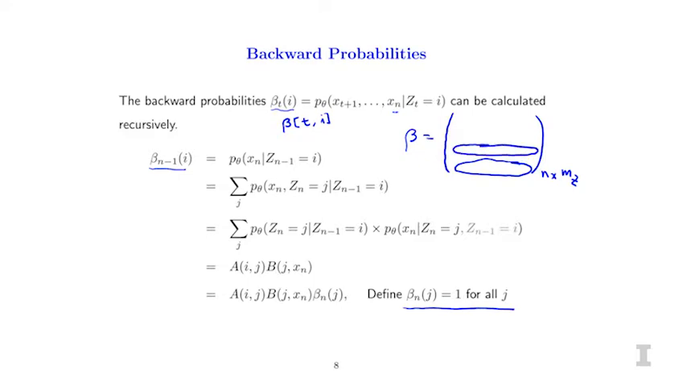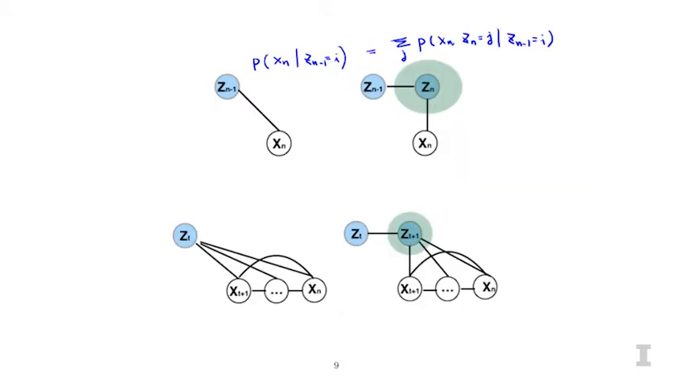Beta subscript n minus 1, i, by definition, is equal to the conditional probability of observing x_n, the sample, conditioning on your previous latent state being i. So I draw the picture here. We wanted to calculate this. How do we calculate this one? Well, we make this probability a sum. We sum the probability over the different values of the latent state at n, so this is a sum over z_n equal to j. Now we're dealing with this graph.